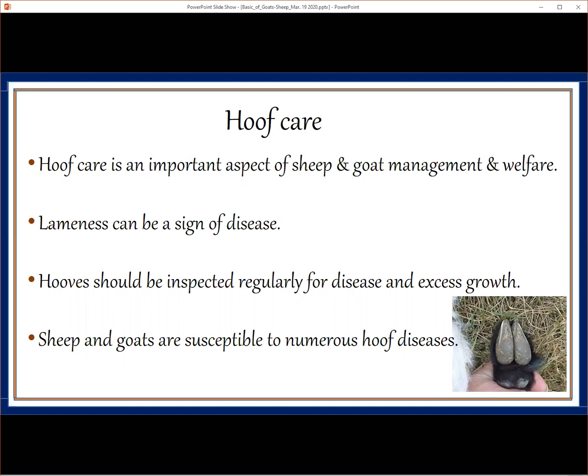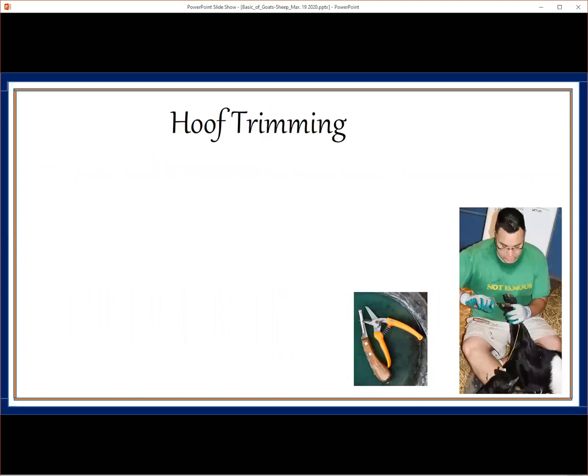But since we've domesticated these animals, and maybe they're on concrete, which is very smooth, or they're walking on pasture all the time, the hooves grow to very uncomfortable shapes. And if you let them grow more and more, you have risks of diseases, okay? And we are going to see that in the next few slides.